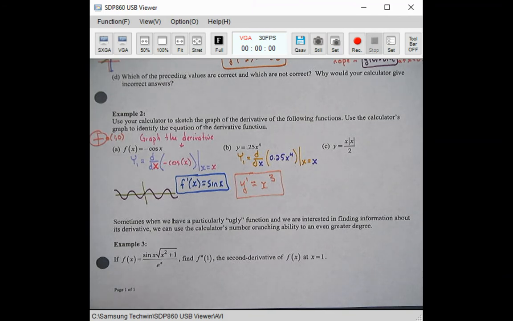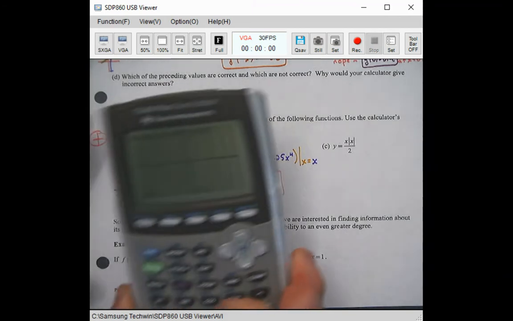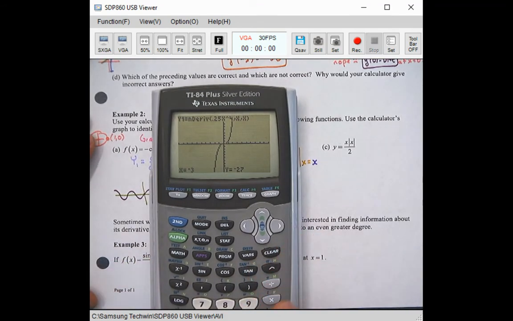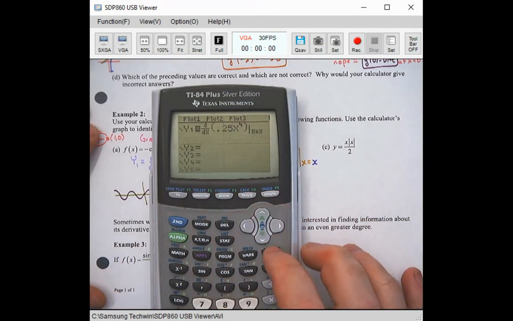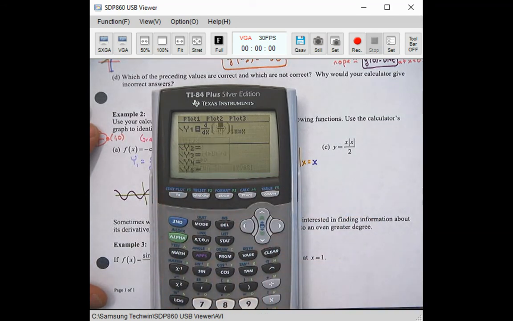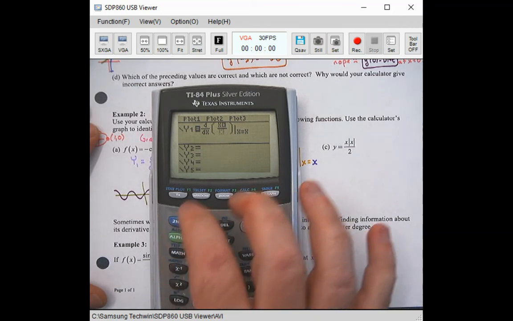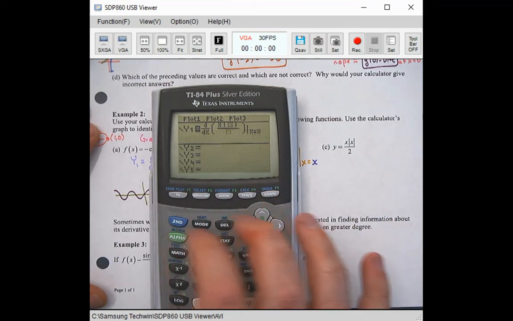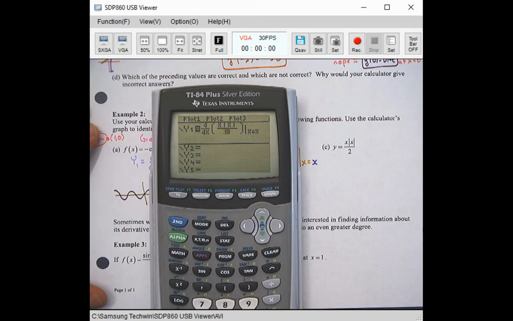Let's have you try the next one. All right, pause it if you haven't yet. Let's see how you did. So I like to use this fraction feature, x, and now I got to use my absolute value feature over 2 as x approaches x. Here's my sketch. Oh, I know what that is.